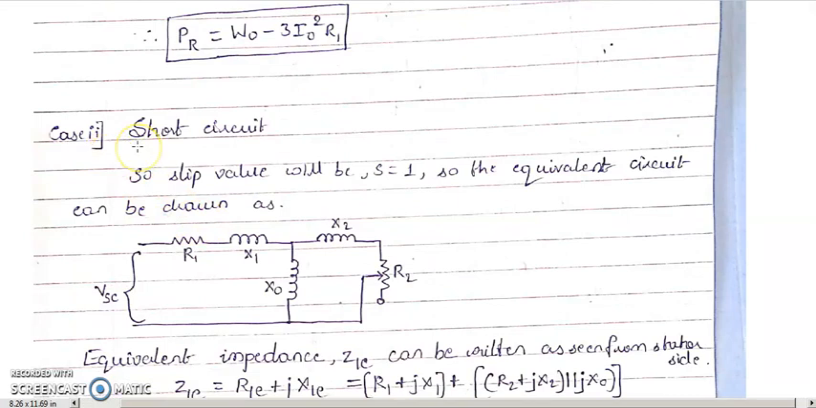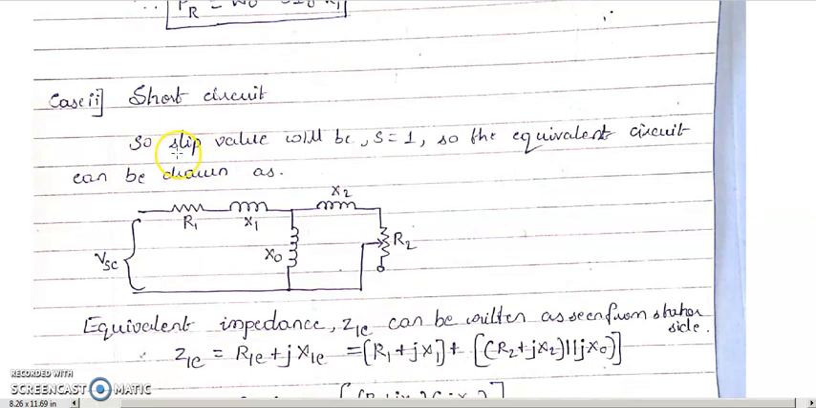First case was no load, second one is short circuit. So we know that short circuit means what? Motor is not running at all. Yes or not? If motor is not running, what will be the value of slip? The value of slip will be equal to 1. So the equivalent circuit can be drawn as follows.